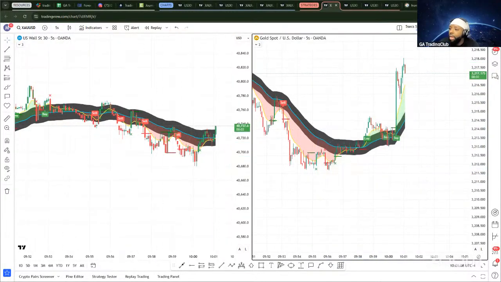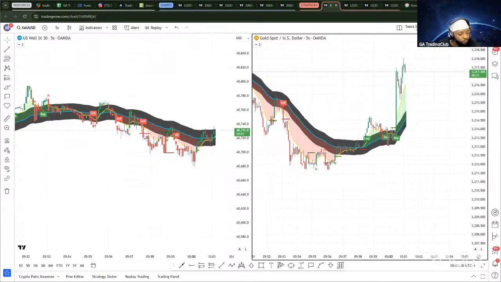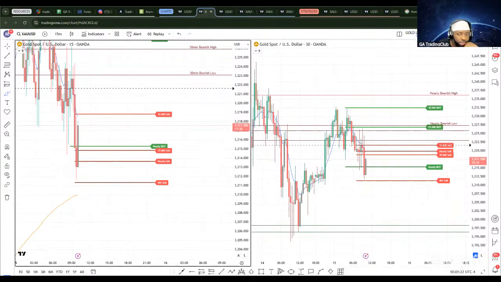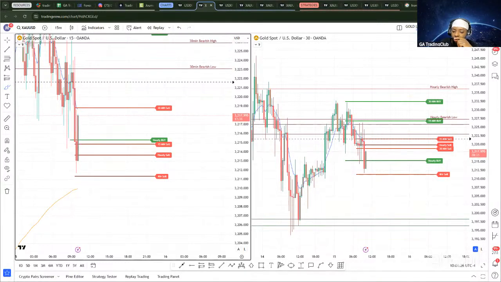But anyway, for gold, I am looking for a sell here at 3221.6. This is based off of a trend line and SAR rejection. And let me see if that entry would still be valid. Yes, it would. So this one would be like a $10 stop loss, $10 TP.